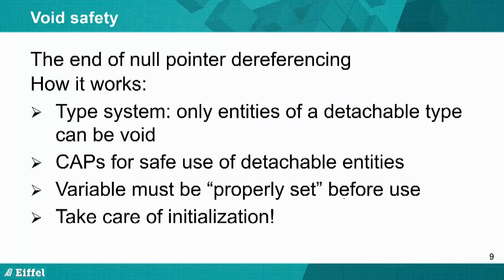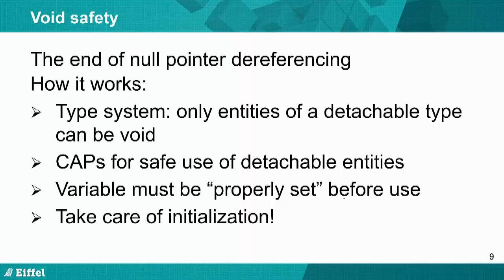So this is the conclusion of our description of void safety, the end of null pointer dereferencing. It really works in practice. In modern Eiffel, there is no null pointer dereferencing, no void call whatsoever, and we have seen the key components of the solution that you can start applying right away. There's first the type system, which defines some types as being detachable and some types as being attached. Then only entities, meaning variables of detachable types, can be void. So for those, we need to guarantee the safe use of these variables, and for those we have CAPs, certified attachment patterns.